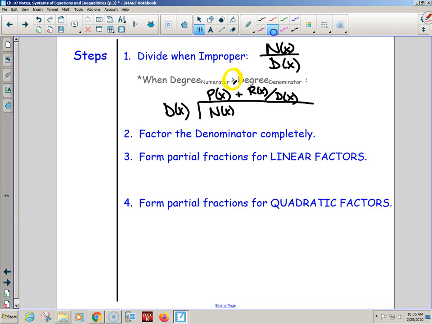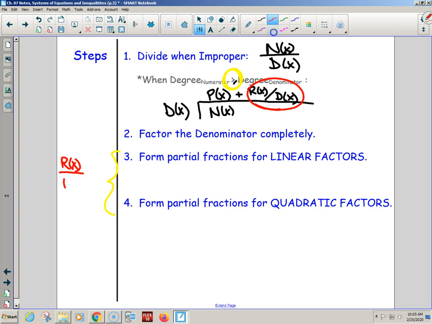Factor the denominator completely. I don't really have much to say about that. But the types of factors that you get put you into 2 different categories. So if you needed to divide, you're taking R over D. If you're not needing to divide, you take the N over the D. So let's assume you divided. You're taking this R over D or N over D, either way. You're taking a fraction, trying to break it down.